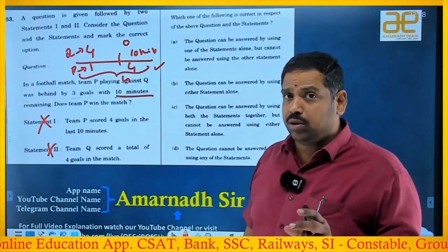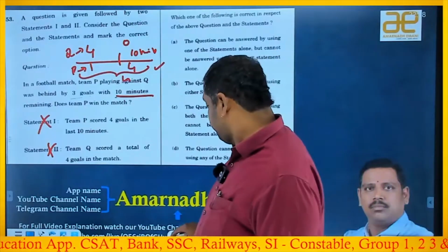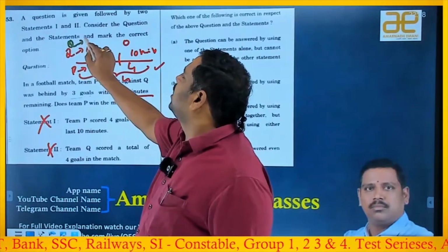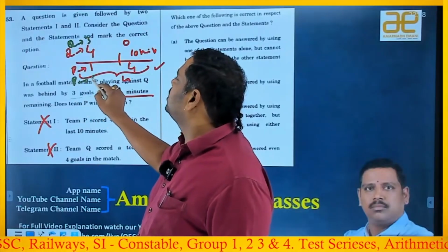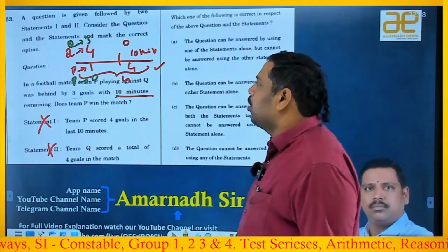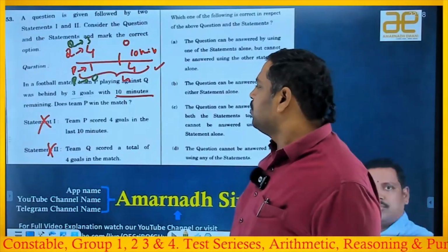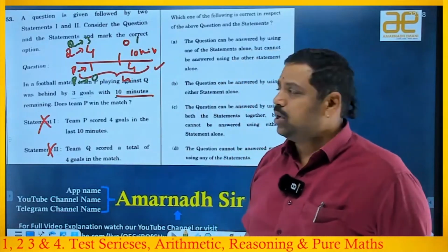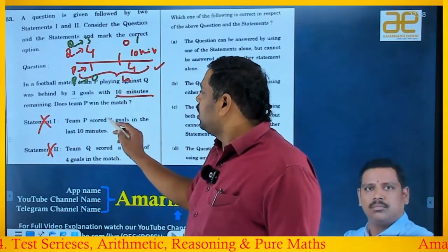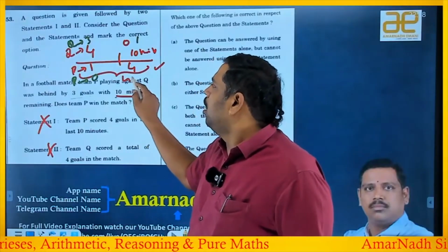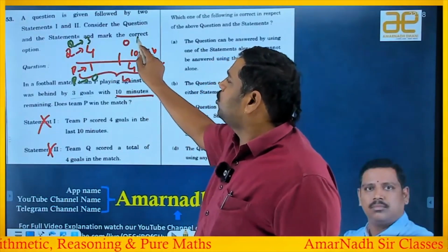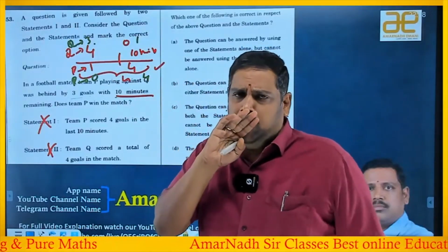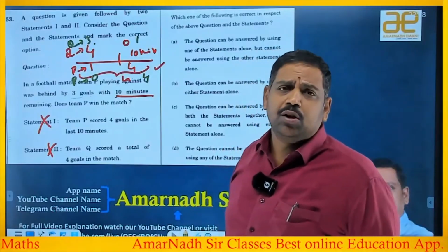This is not the only case. We have another case also. The other case is, suppose Q scored 3 goals earlier, which means P is lagging by 3 goals, meaning P scored 0. Altogether, Q scored 4, right? That means 1 goal it made in the last 10 minutes. Then what happens? P scored 4 goals in the last 10 minutes, right? Then Q scored a total of 4 goals, and P also scored a total of 4 only. That means it's a tie. We are unable to say who won the match.